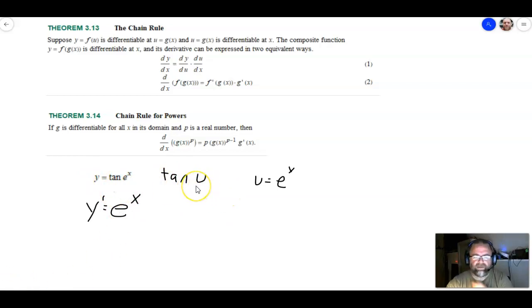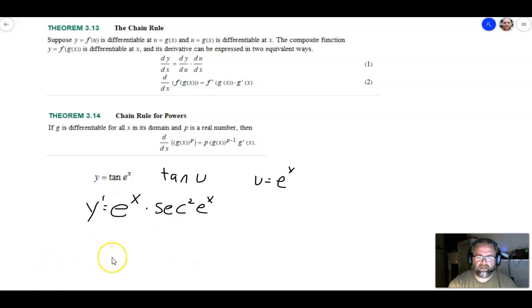And then the derivative of tangent of u is... I'm actually thinking of the derivative of secant of u. The derivative of tangent u is secant squared of u. So this is going to be times secant squared of whatever this u is, and that's e to the x. So we're going to have e to the x times the secant squared of e to the x. And that's it pretty much for that one. There's not really much else we can do with that one.